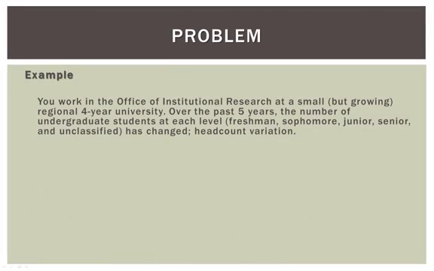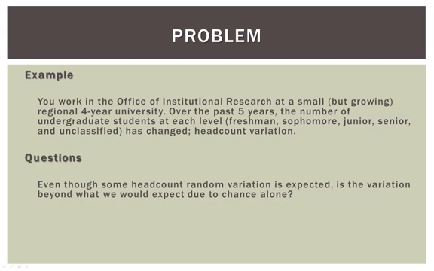Now we have the same problem we did in the previous videos. We work in the Office of Institutional Research at a small but growing university, and over the past 5 years the number of undergraduate students at each level, so freshman, sophomore, junior, senior, and then an unclassified group, has changed. So over the past 5 years we have had headcount variation, which we would expect. Now the question is, even though some random variation is expected because our headcount is not going to be the same every year, is the variation beyond what we would expect due to chance alone?